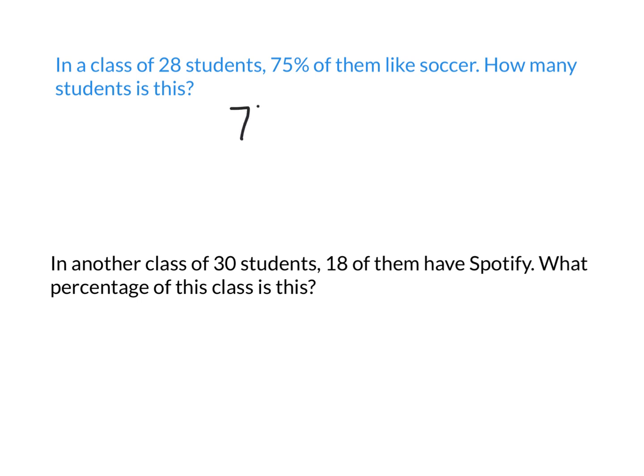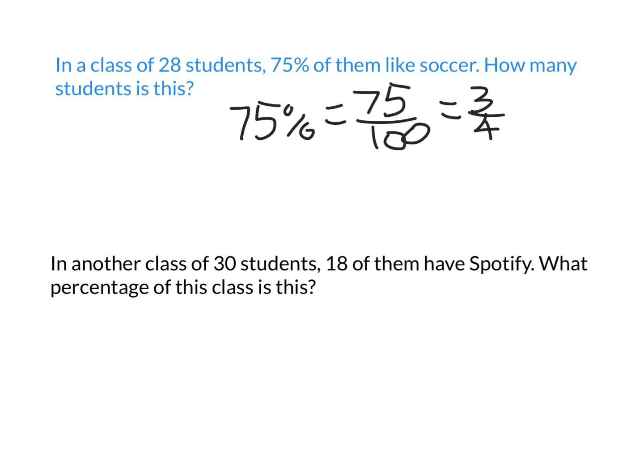So note, 75% is, of course, 75 over 100, but hopefully you remember 75 over 100 is the same as 3/4. 75% is 3/4. This is saying 3/4 of the class like soccer. So I want 3/4 to equal something over 28. So, to go from 4 to 28, you times by 7. What you do to the bottom, you must do to the top. So 3 times 7 gives 21. 3/4 of 28 is 21. So there must be 21 people in the class who like soccer.